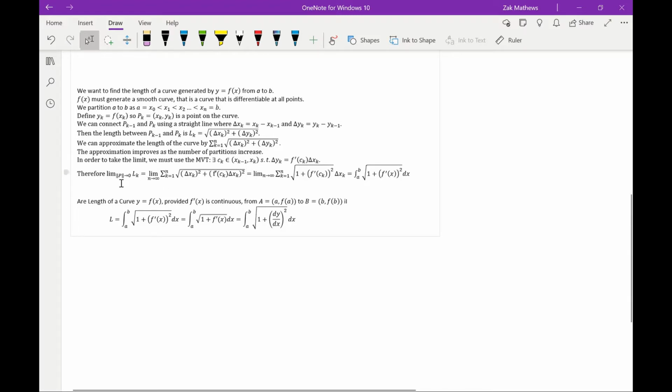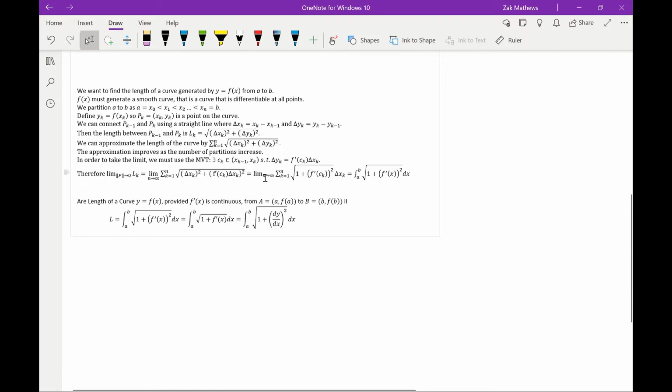Therefore, putting this all together, we're driving the norm of the partitions down to 0 of our lengths. That is saying we're taking the limit as n approaches infinity of the summation k equals 1 to n of the square root of the change in the x's squared plus the change in the y's. The change in the y's we've just written in terms of this mean value theorem.